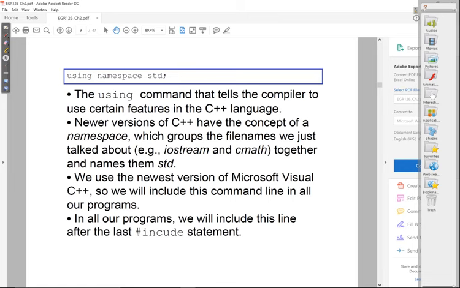Now, I did say something about Microsoft, and we'll get more into that in the second half of this lecture. We're going to be using the Microsoft product to write our programs. And that product, by the way, is what's usually called a compiler. Let me write that down for you. Compiler.